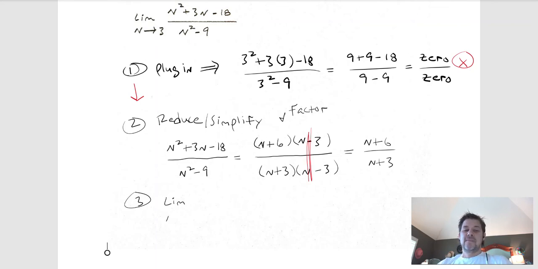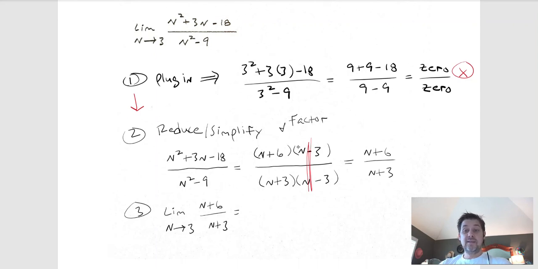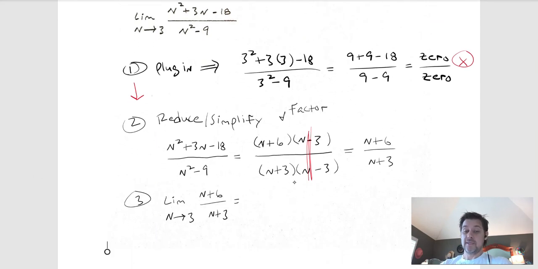Now we should have better success if we reapply this on the simplified form of our problem. And how we would do that is by plugging in our number. If I plug in 3, because aren't we allowed to plug in as long as we don't get division by 0? Yeah. So if I plug in 3, I'll get 3 plus 6 over 3 plus 3. That's going to be 9 over 6, and I can reduce that to 3 over 2. So you can answer 3 over 2 or 1.5.